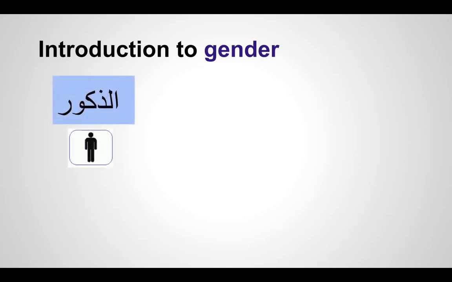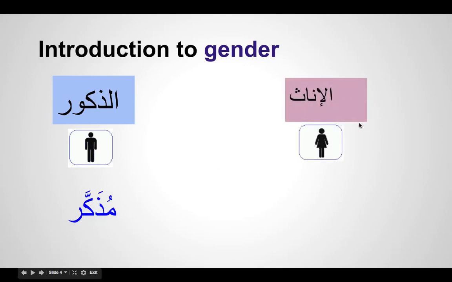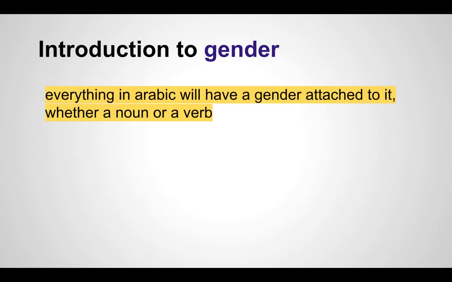So what is a male called? It's called al-dhakar. It comes from the word dhakara. And the masculine is called mudhakkar. This is the word which we'll be using to identify a noun as male. And what is a female called? Al-untha. And a feminine word is called mu'annath. Mudhakkar means male, masculine. Mu'annath means feminine.